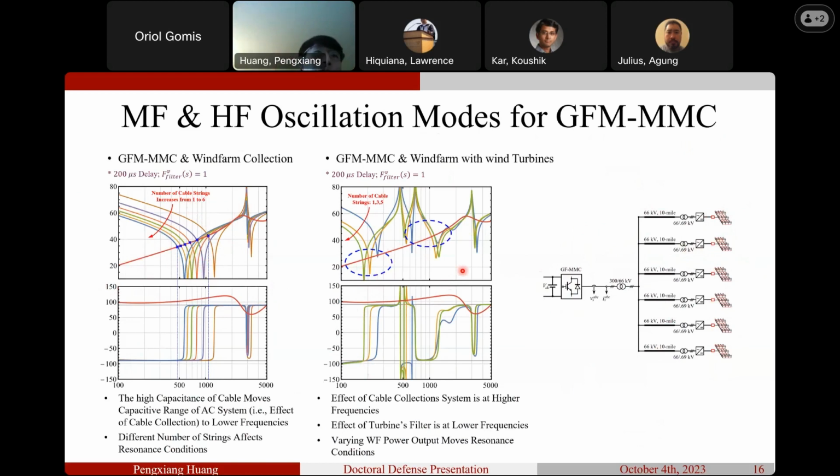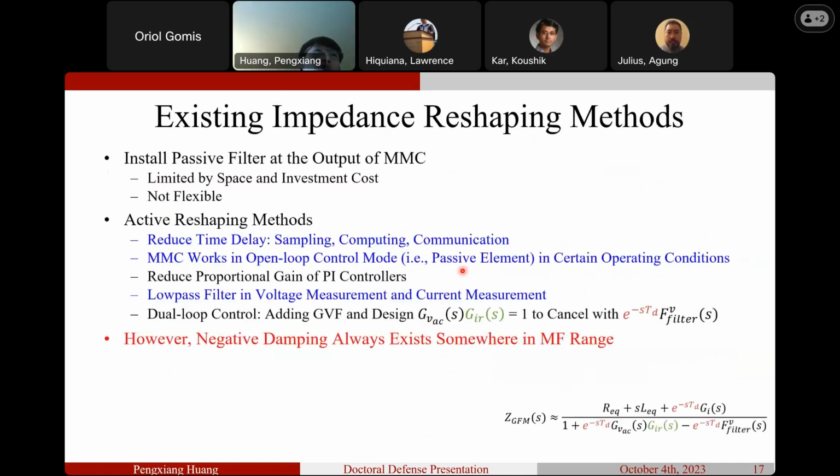So it just tells you that to deal with medium frequency and high frequency reshaping, you have to consider the AC system. You have to consider that the system can change. That's challenging. Existing impedance reshaping methods in the literature are listed here. For the active reshaping methods, most people are trying to reshape the MMC to be passive in the medium and high frequency range, but I have to admit, none of them can do it. So I don't think they found a good way, but I think I found a way to do that. I will explain to you later.